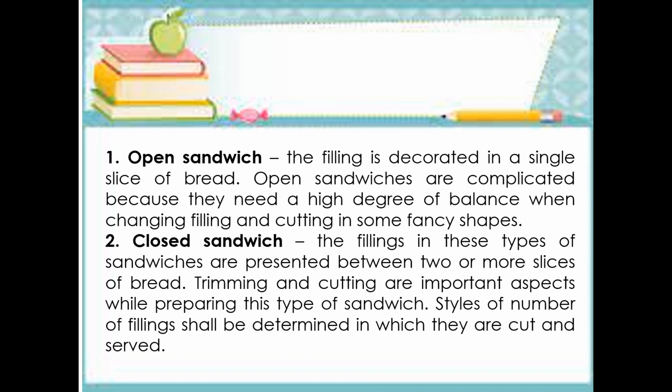Open sandwiches are complicated because they need a high degree of balance when changing filling and cutting in some fancy shapes. 2. Closed sandwich. The fillings in these types of sandwiches are presented between 2 or more slices of bread. Trimming and cutting are important aspects while preparing this type of sandwich. The styles of number of fillings shall be determined in which they are cut and served.